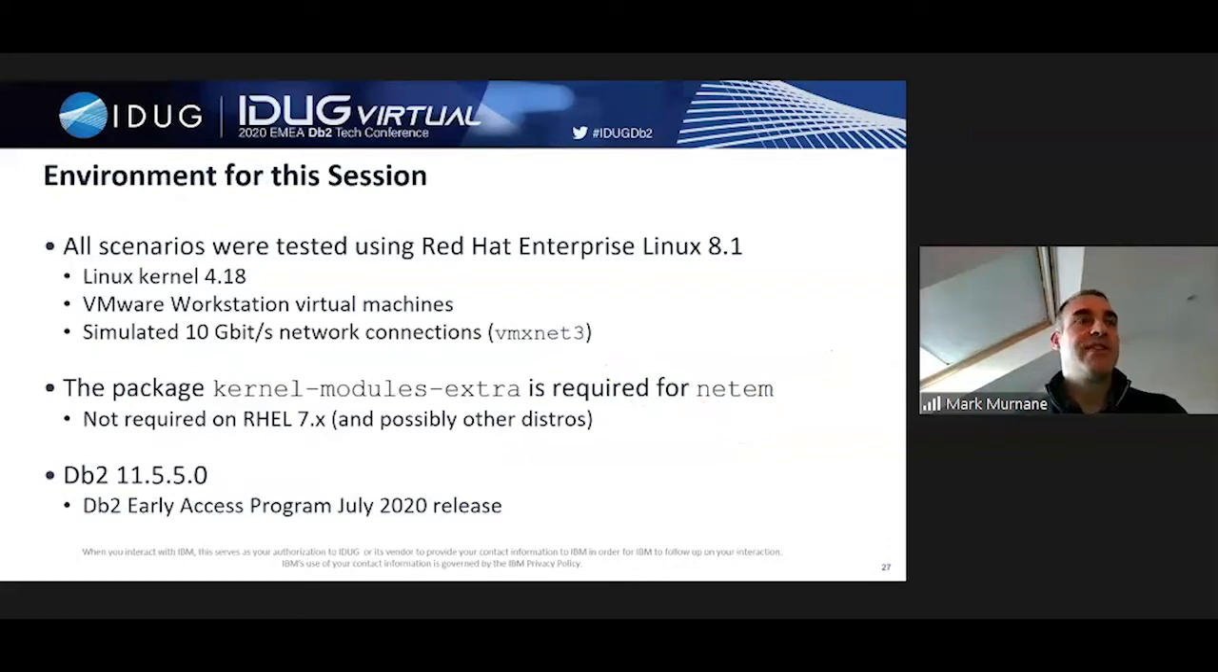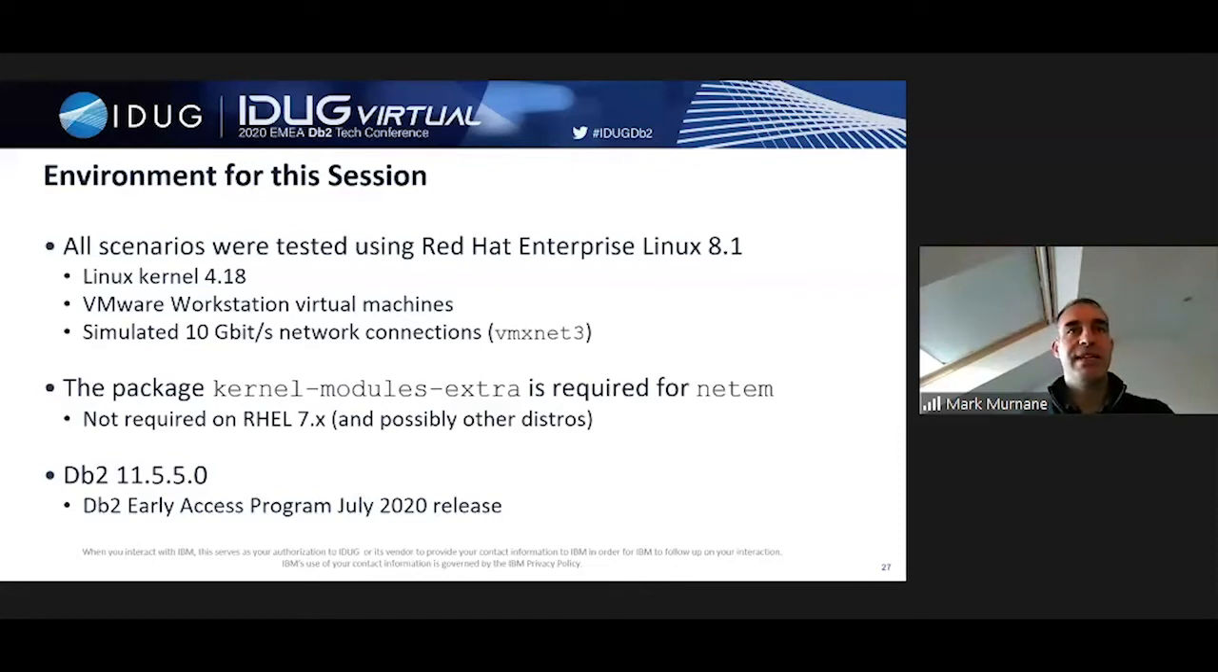So the environment for this session, and it's worth mentioning that all the things I'm going to show you have been tested on Red Hat Enterprise Linux version 8 using Linux kernel 4.18. I used VMs, but you don't have to use VMs. You could use containers, you could use bare metal machines. And in all cases, I had simulated 10 gigabit network links.